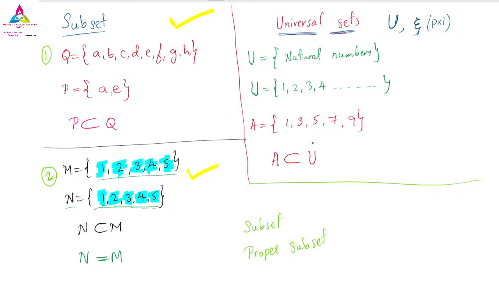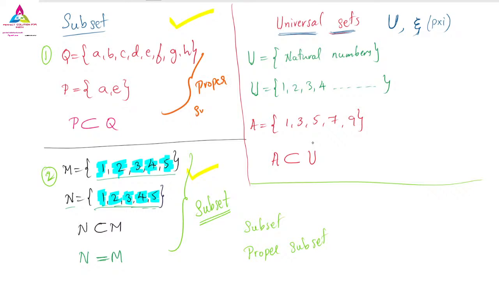Every element must be there in both sets. Yes, every element must be there in both sets. That is called a subset. Means the second one that we have here, this is called a subset. This is a subset. Remember, it is not the proper subset. It is only a subset. Subset it is. Proper subset is this one. This one is called a proper subset.